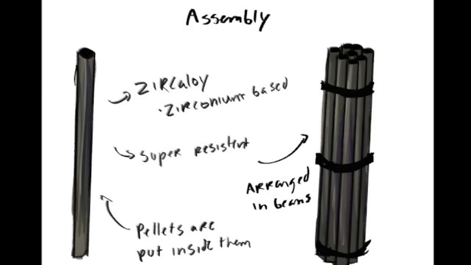The pellets are then assembled into zirconium-based alloys called zircaloy, which are then arranged in beams and put in place inside the reactors.